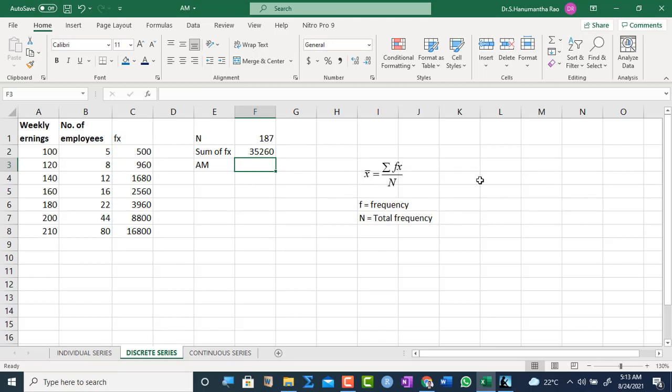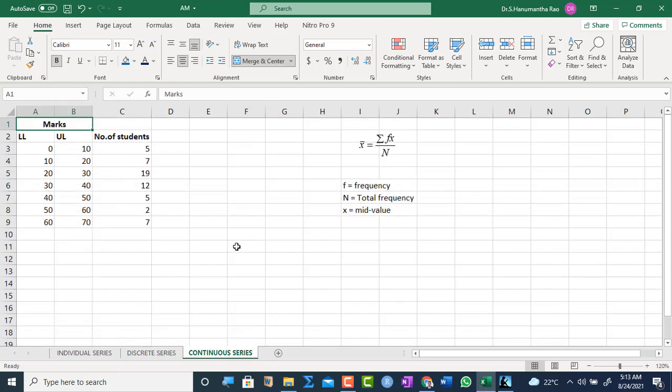Using this arithmetic mean formula, sum of fx divided by total frequency, that is n, the average weekly earnings of the employees is 188.556 rupees. This is the way we calculate the arithmetic mean for discrete series. Now move to the continuous series.